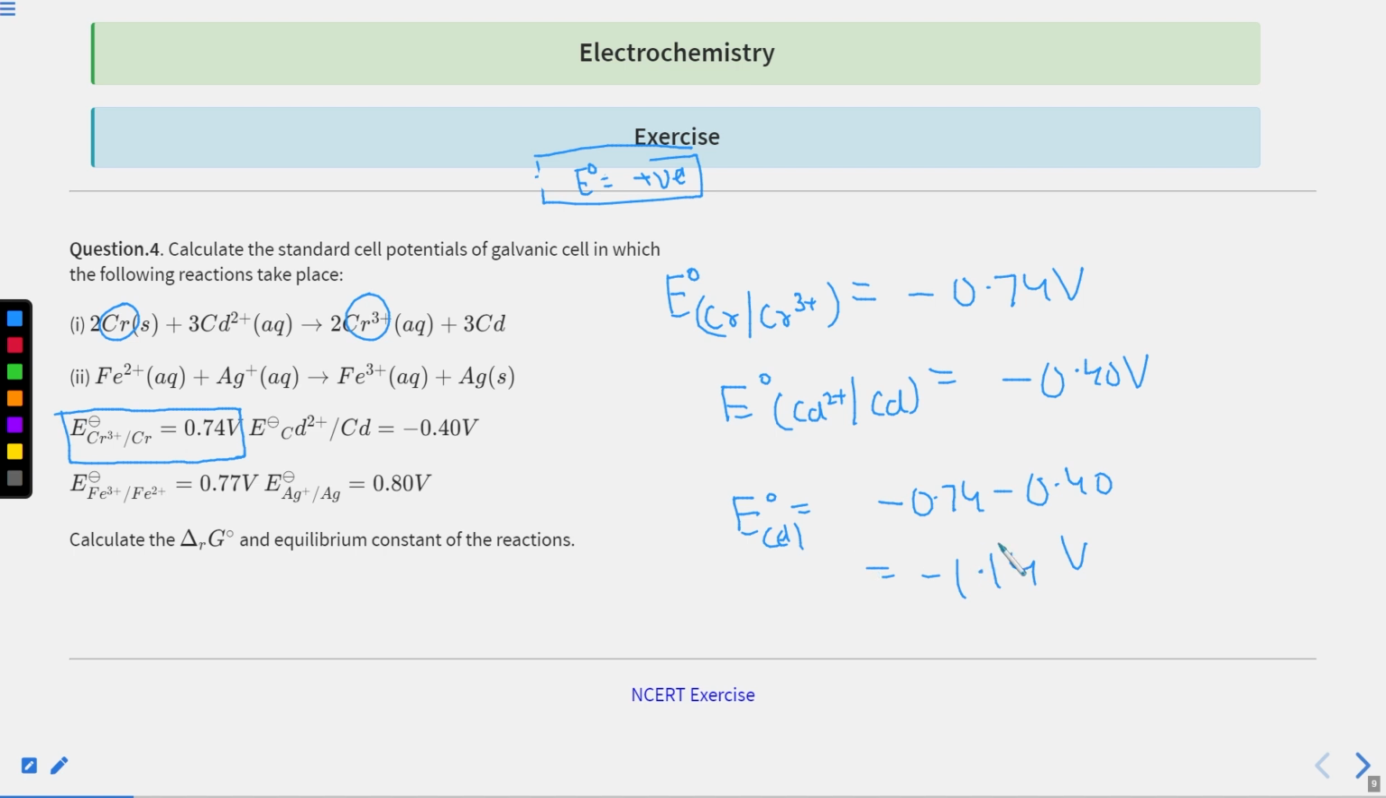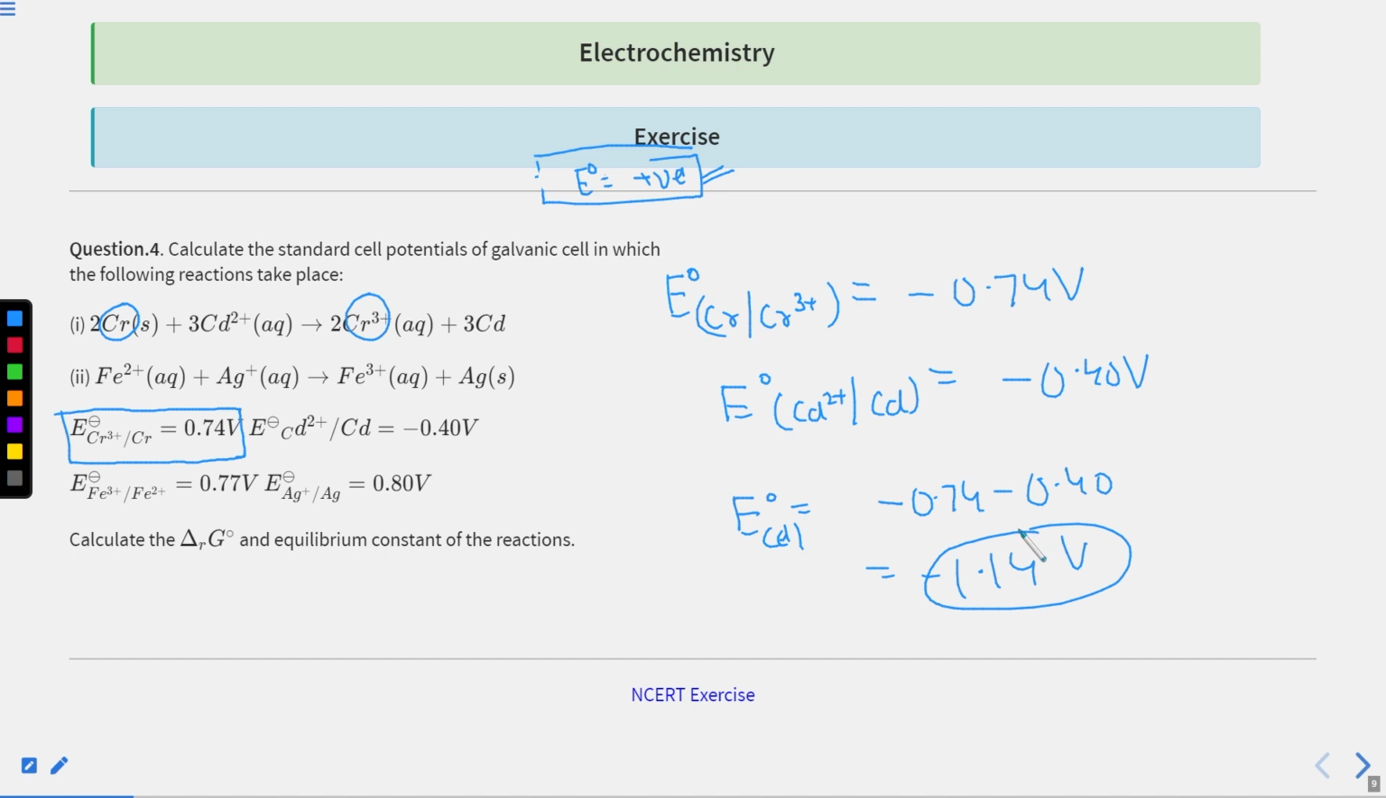Now the value is minus 1.14. So are we meeting the criteria? Are we good enough with it? No, because we need a positive value, right? And it is negative. So this reaction will be non-spontaneous. The value will be this much and it will be non-spontaneous.